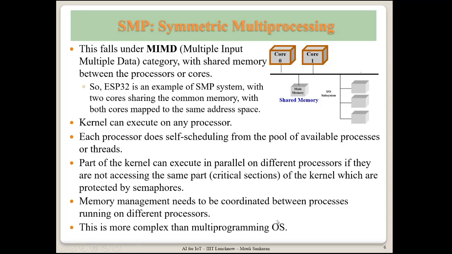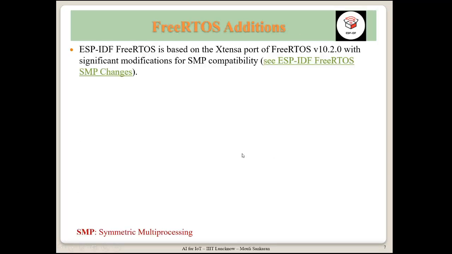This is more complex than multi-programming. Multi-programming means there is one single core and multiple processes run on that. Here this is called multi-core, which is more complex than multi-programming.